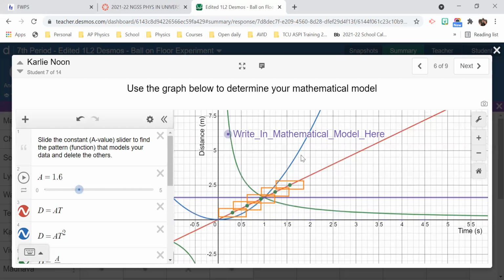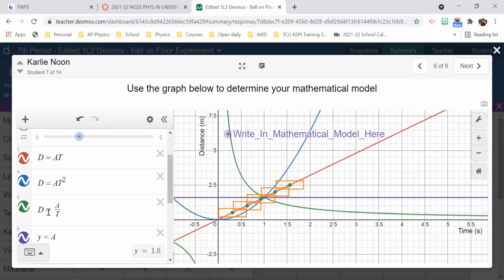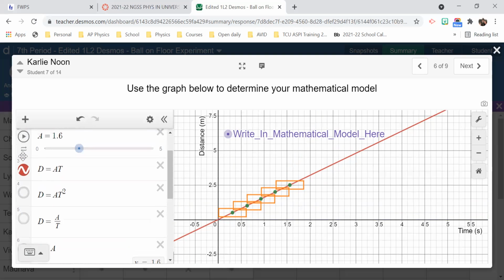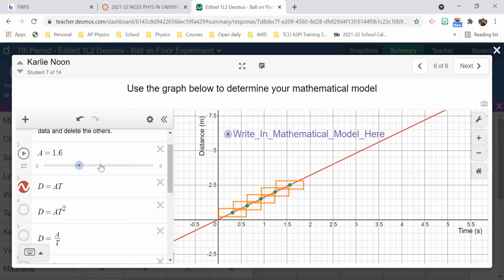Because the green line, the blue line, and the purple line do not go through, I'm going to go ahead and hit those little color tabs to make them go away. It doesn't get rid of the entire equation, it just makes it go away. And now I have that my A value is equal to 1.6, and that can plug into this equation here. So D, my distance, is equal to 1.6 times my time.